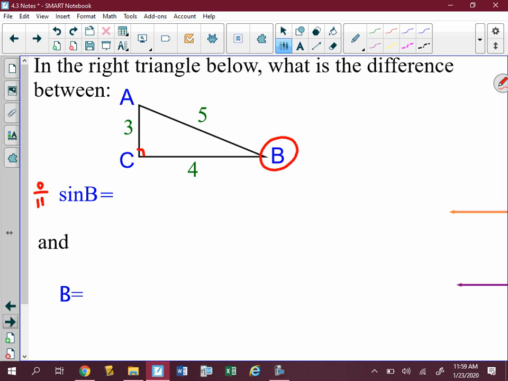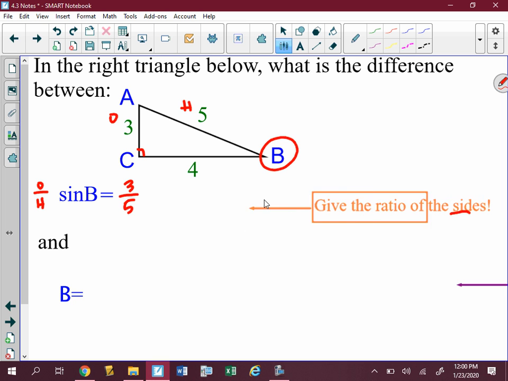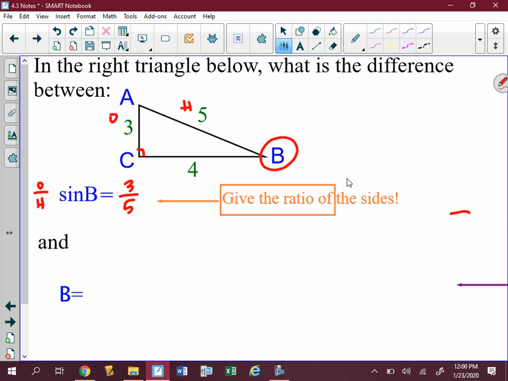Opposite over the hypotenuse. So which one's opposite of B? 3. And the hypotenuse is 5. Good. So what it's saying here is whenever it asks you for the sine of B, you have to make sure that you're giving the ratio of the sides.